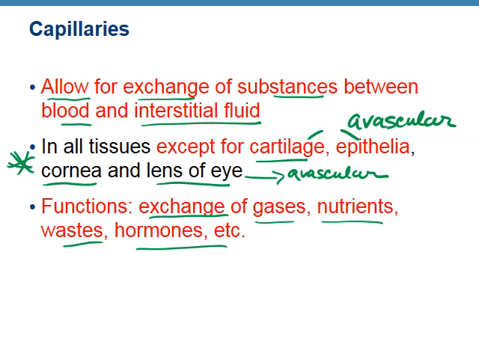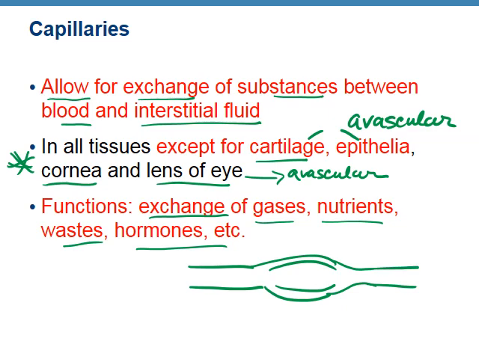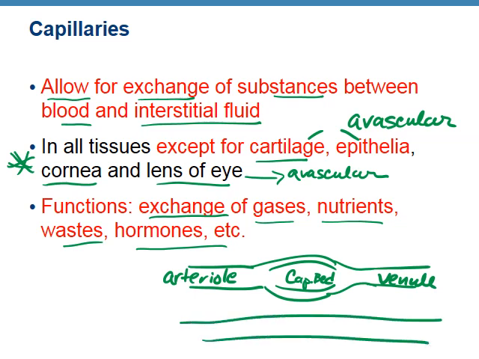All right, so when I say blood and interstitial fluid, I hope that you can kind of draw this out. I know it's coming up in a picture in just a second, but I just want to draw it out. So this is my arteriole. This is my capillary bed. And this is my venule. What do I have down here? I'm going to have tissue.